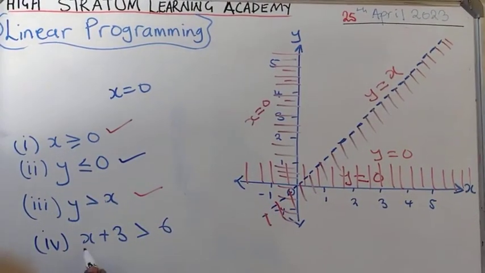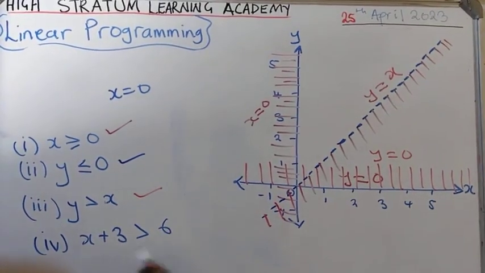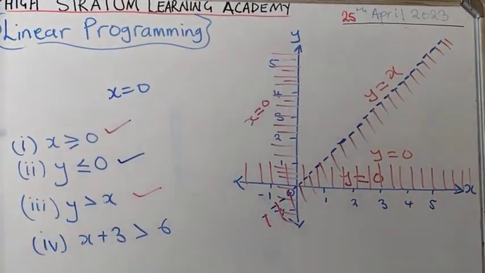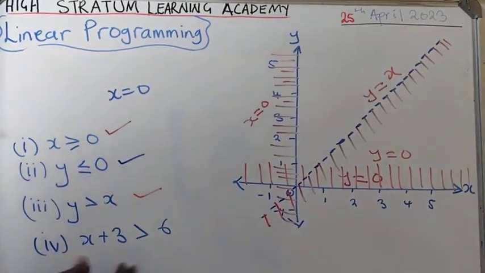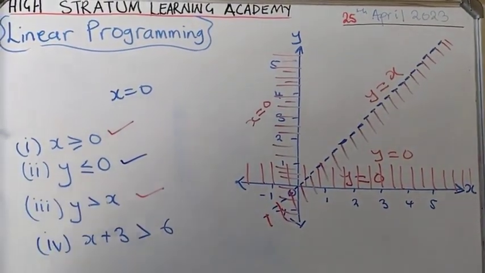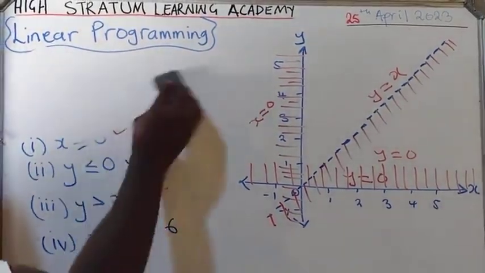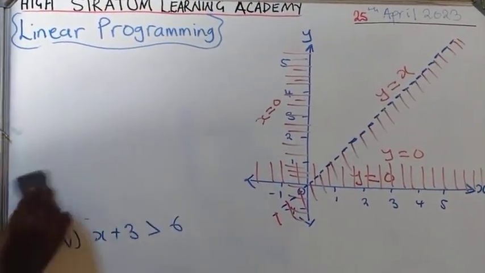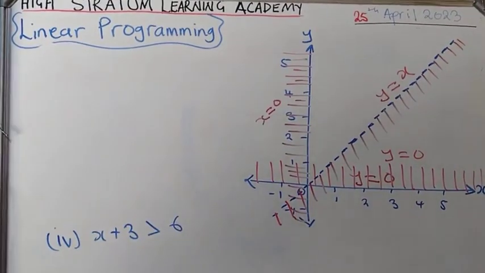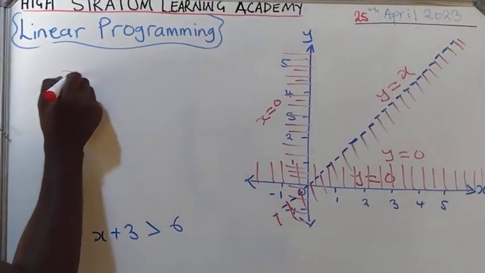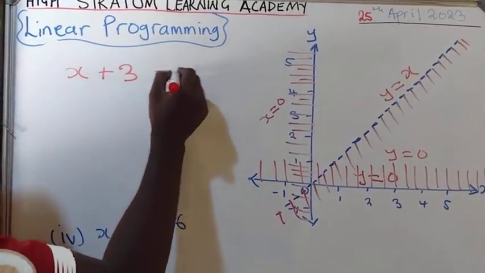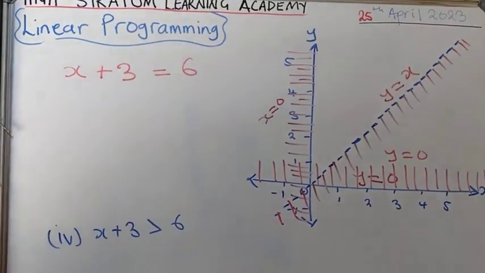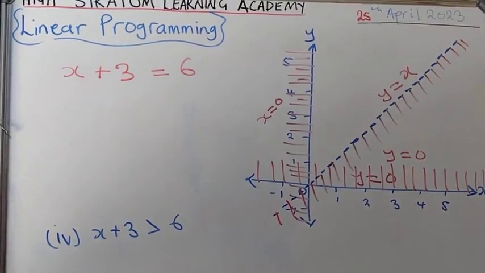Which is saying x plus 3 greater than 6. Remember what I said first: the way the inequality is given, first change it into the equation. So it's going to be like this: x plus 3 is equal to 6.